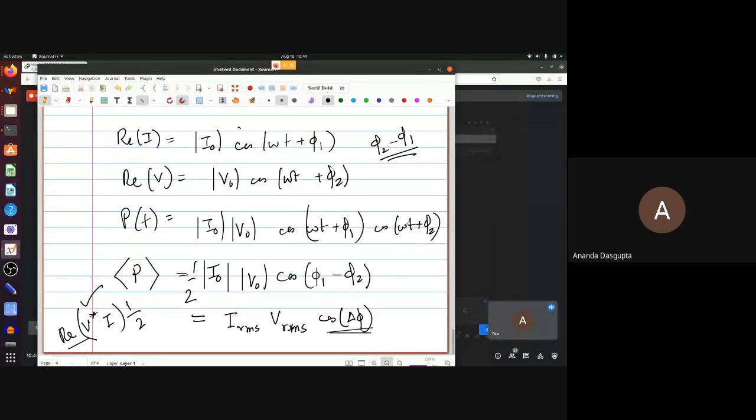This tells you the average power through a circuit. It's not the real part of current times voltage, it is half of the real part of the complex conjugate of V and I. Okay.